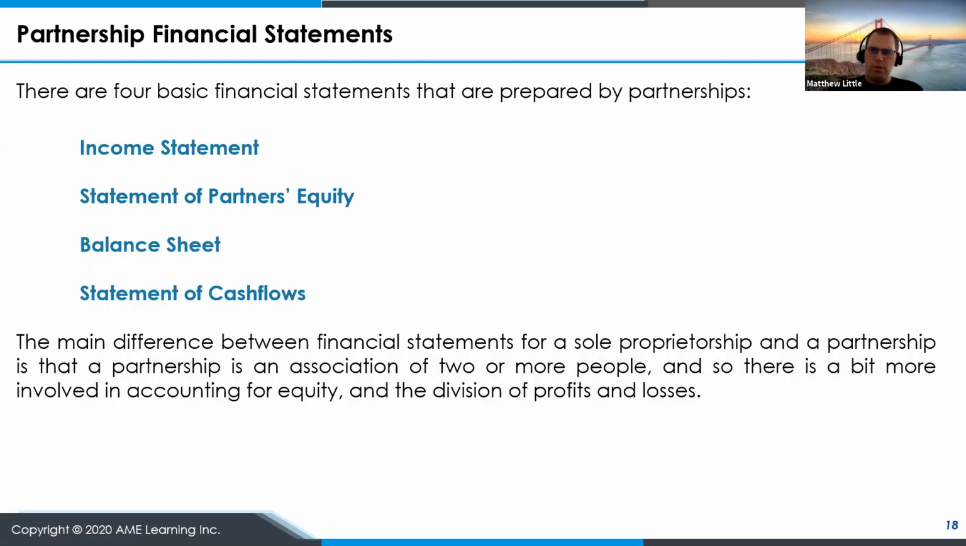All right, let's move forward to financial statements. So there are four basic financial statements that we've spoken about often. They are the income statement, the statement of partners' equity instead of owners' equity as partners, the balance sheet, and the statement of cash flows. The biggest difference in financial statements between a sole proprietor and a partnership is that a partnership has two or more people. So there's a little bit more accounting for equity, as you can see from the previous examples.